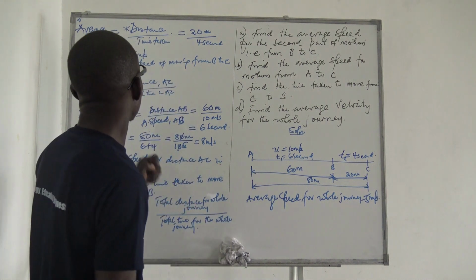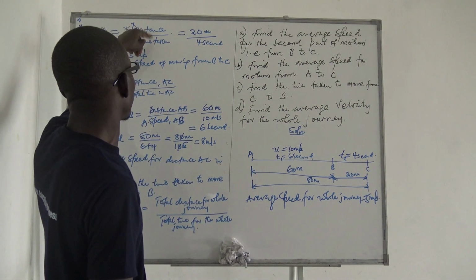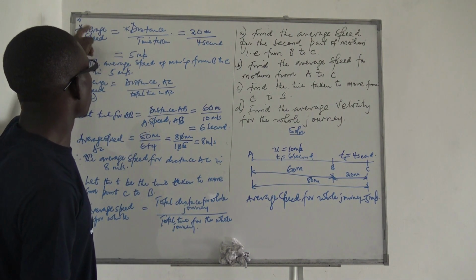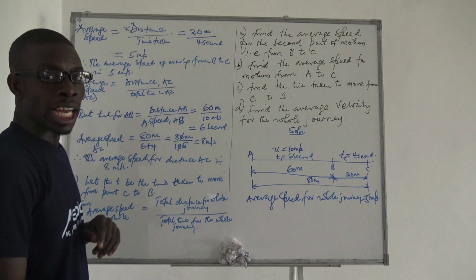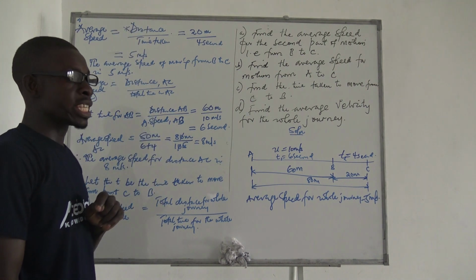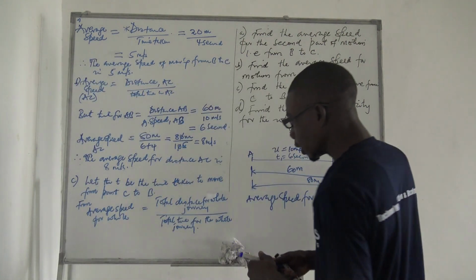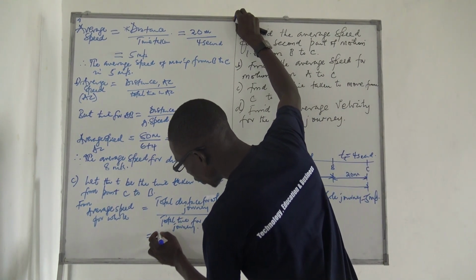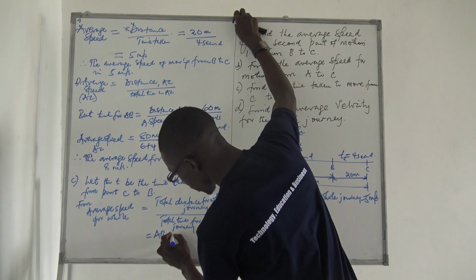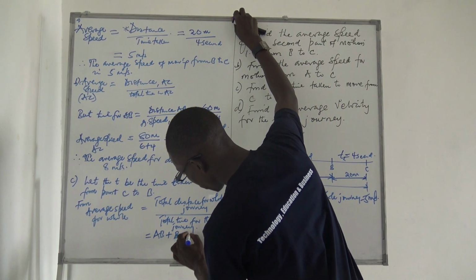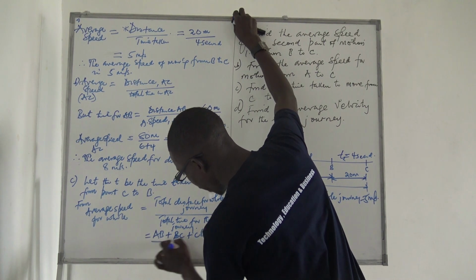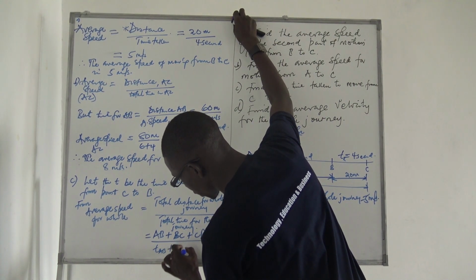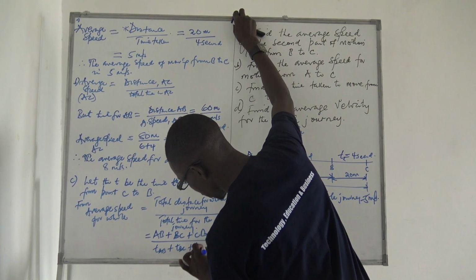So that means that where we have the average speed equaling distance over time, if the average speed is for the whole journey, the distance should be for the whole journey and the time should also be for the whole journey. And it will now become true that the total distance for the whole journey will be equal to distance AB plus BC plus CB, divided by the time in AB plus time in BC plus time in CB.